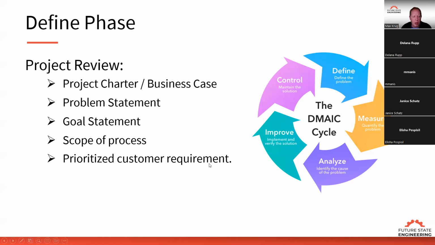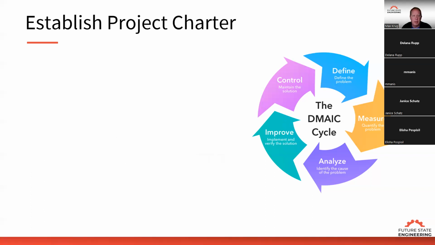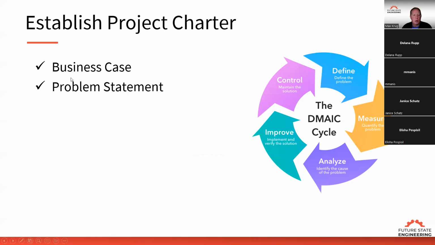And then what are the prioritized customer requirements? If we're not getting complete customer satisfaction, let's prioritize those customer requirements and make sure we understand from the customer's perspective how this problem is affecting them. Okay, so that's the first part of the define phase. Once we establish the project charter, we want to, again, talk about that business case, do the problem statement, goal statement.